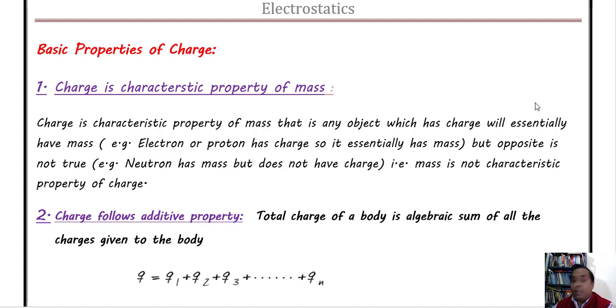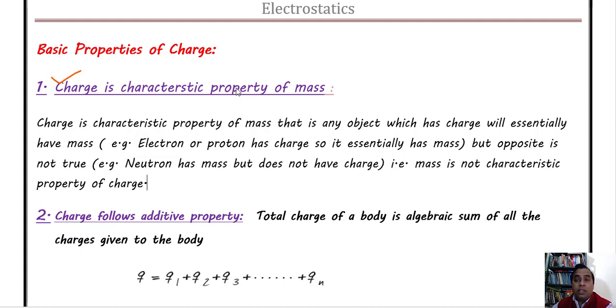So look, the first property that we are discussing: charge is the characteristic property of mass. What does it mean? It simply means that a charge is a guarantee that a body will have mass. Say, for example, electrons and protons have charge, so definitely they will have some mass. But the opposite is not true. A neutron has mass, but it does not have any charge value.